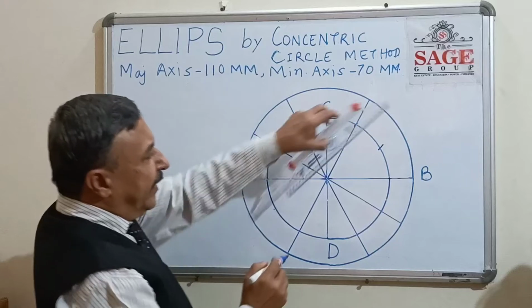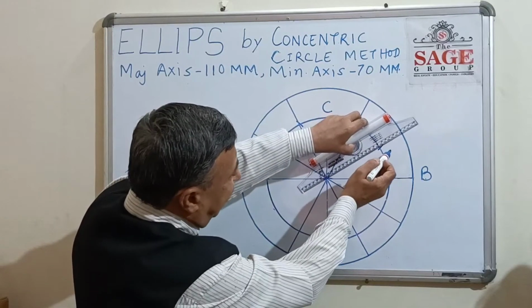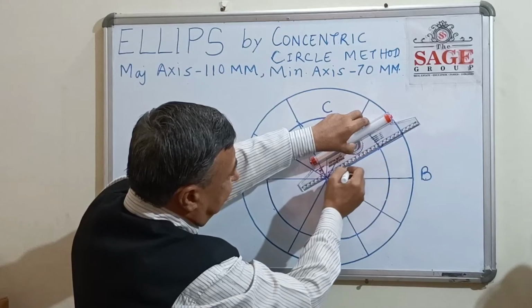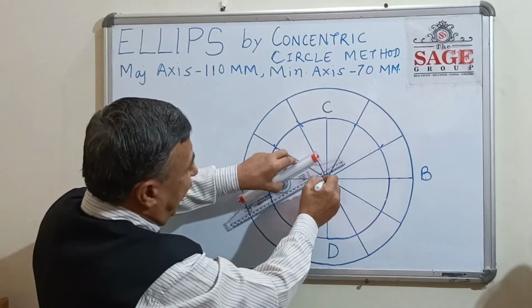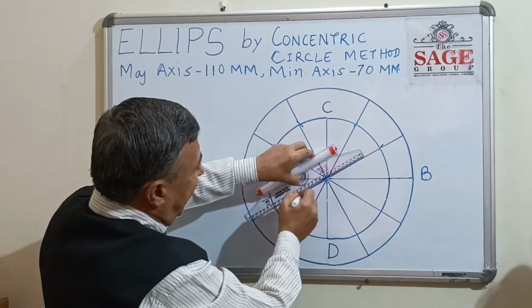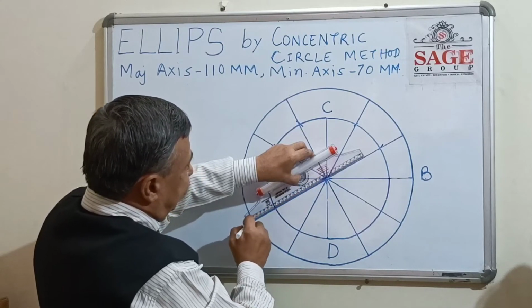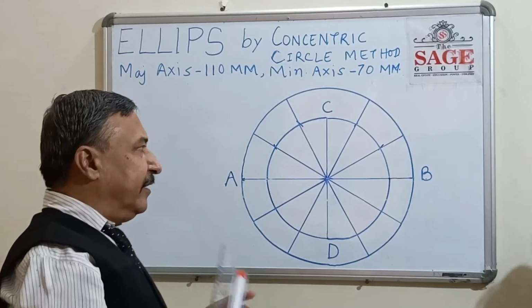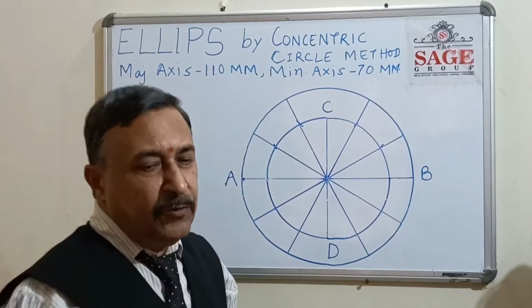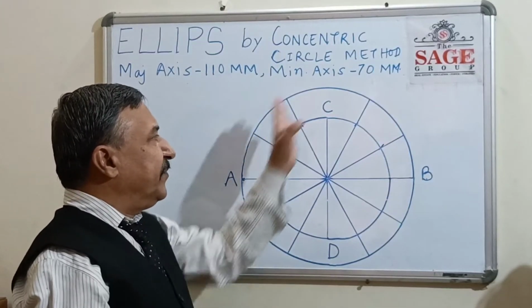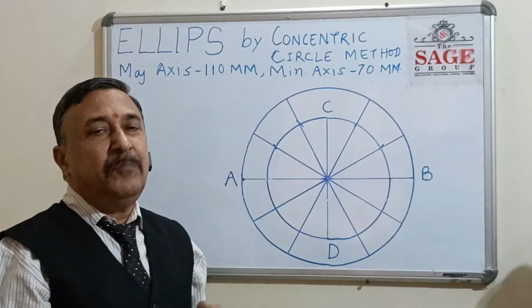And like this, if we join this line also up to the center, and from the center again up to the circumference of the major axis concentric circle. Now in this way, you can see easily that the whole circle is divided into 12 equal parts.